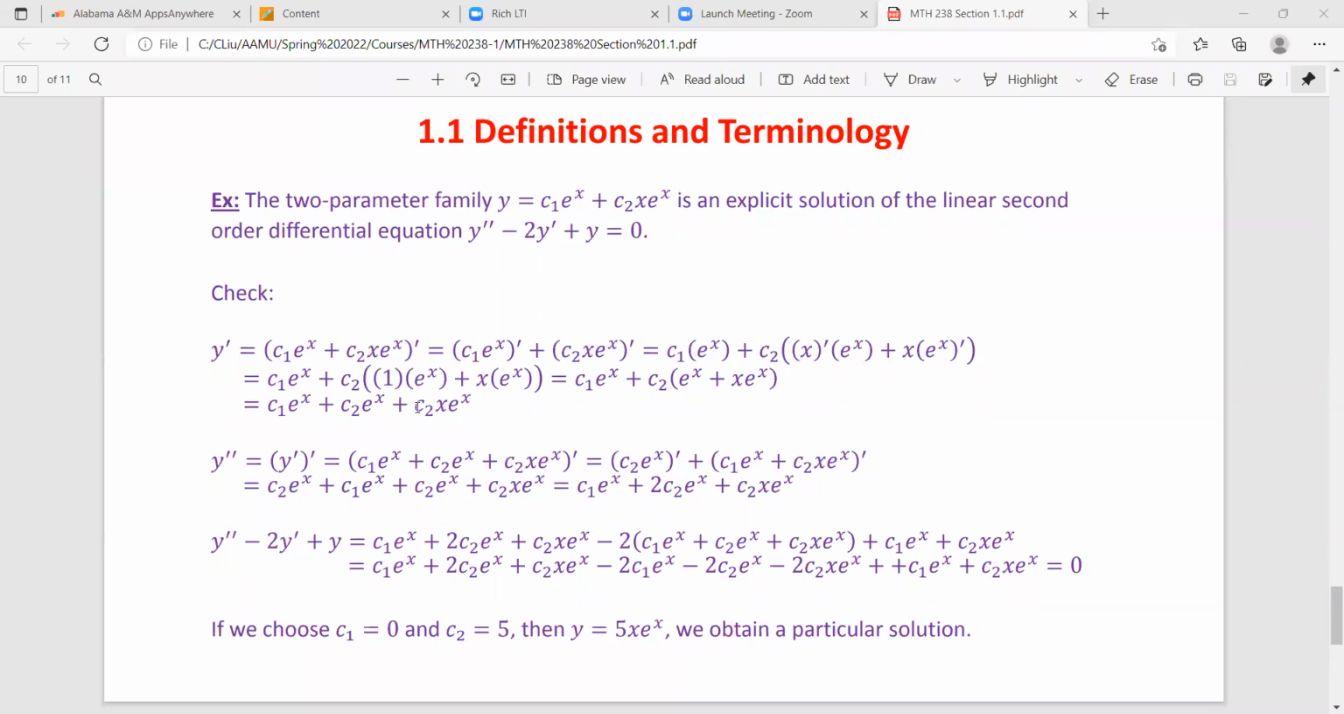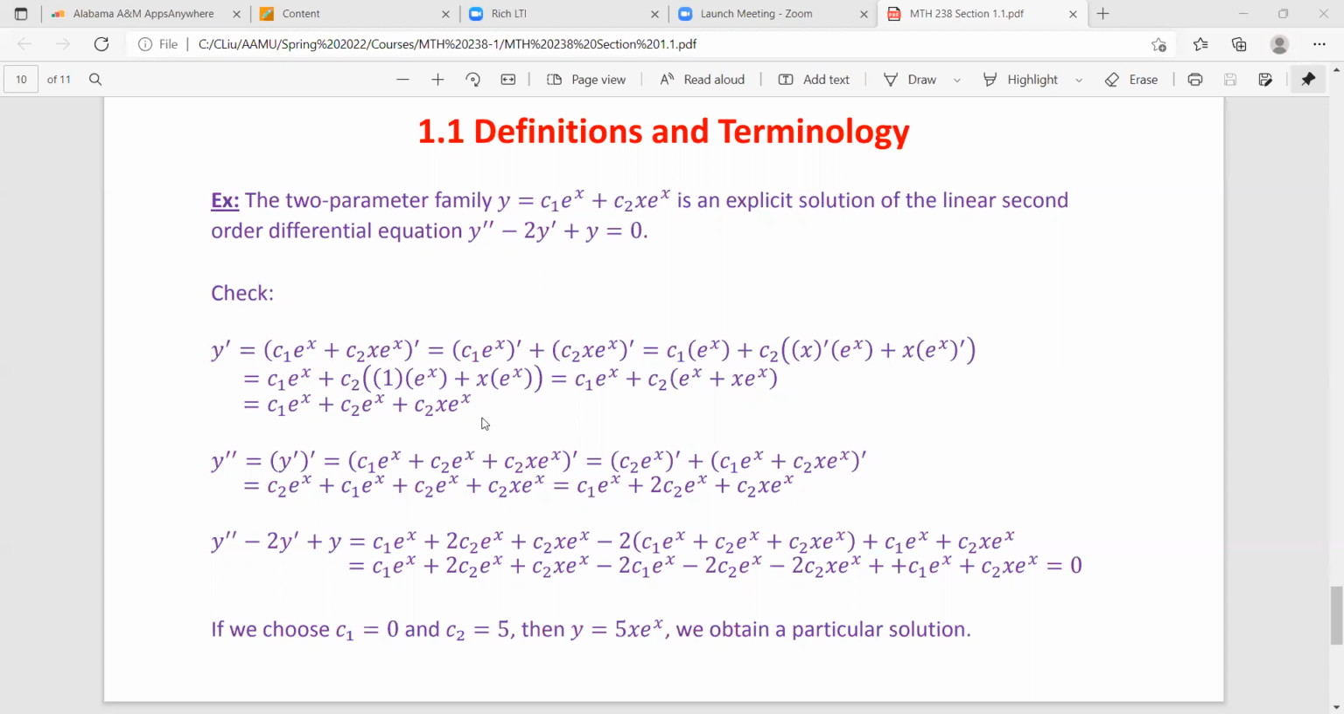So what's the derivative of x? It's 1. What's the derivative of e to the x? It's e to the x. So we got the C1 e to the x plus C2 times parentheses 1 times e to the x plus x times e to the x. Okay. So 1 times e to the x is just e to the x. So we can write those terms explicitly and distribute the C2 to the second part of this form. So when you do that, you get a C2 times e to the x plus C2 times x times e to the x. And you still have the first term C1 e to the x. So that's the first derivative of y.